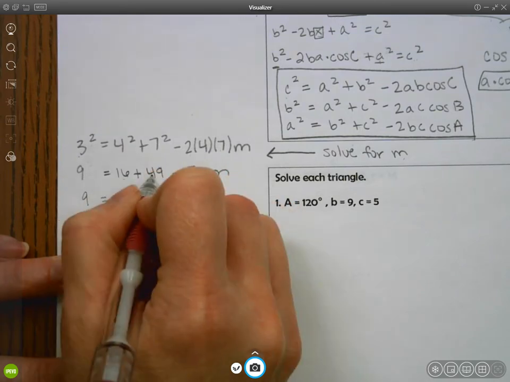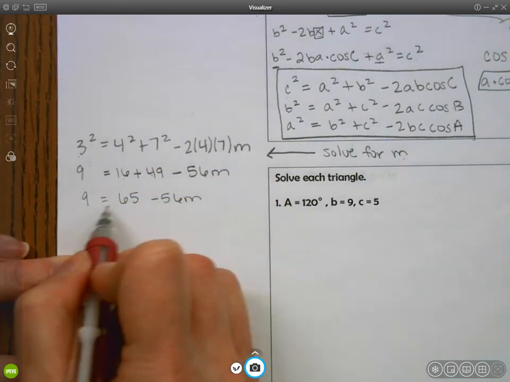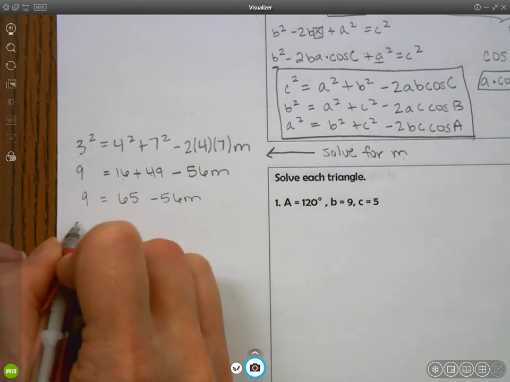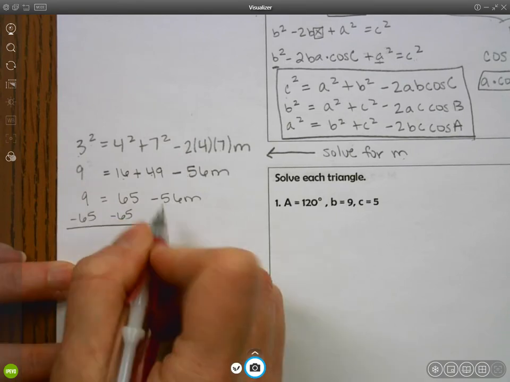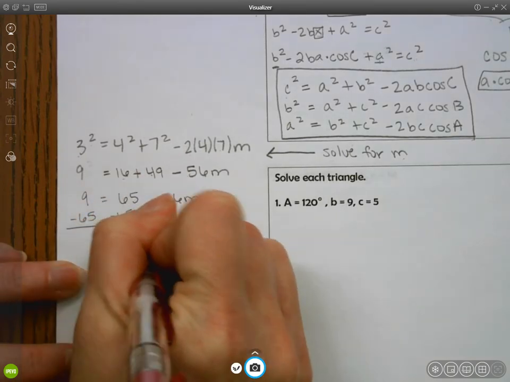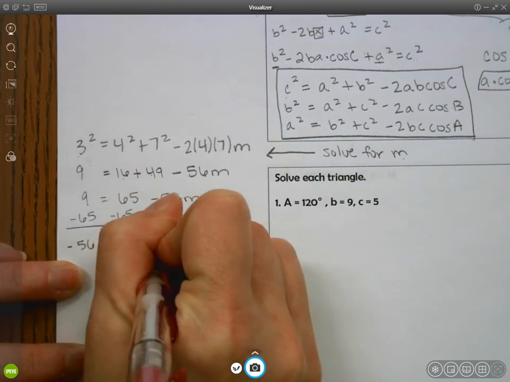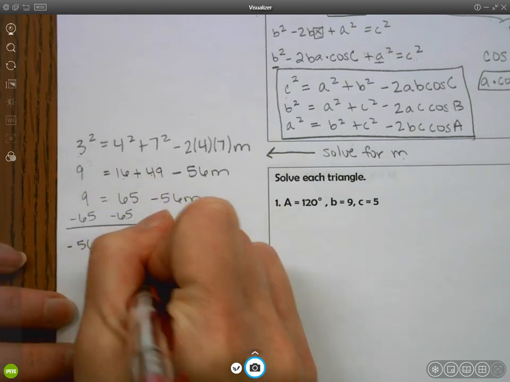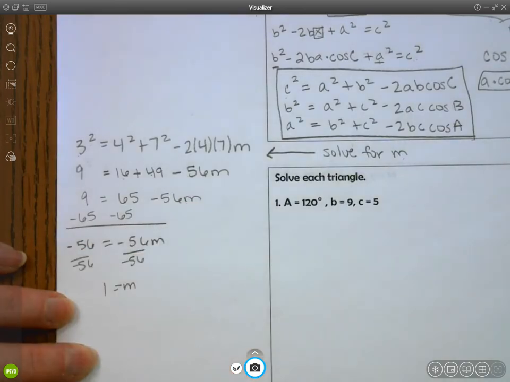And I can add these, but not this, because this is being multiplied by n. So then it's an easy little two-step equation. Subtract the 65 from both sides. What is that, negative 56. And then divide by the negative 56, and you get that n is 1.